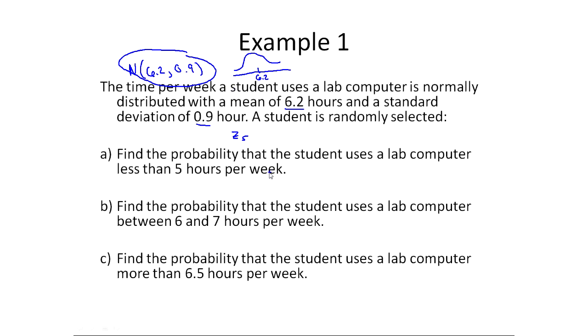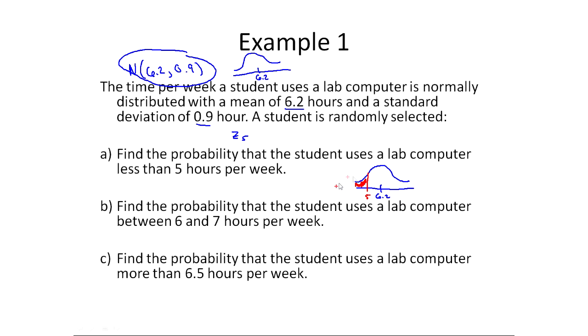So in part A here, we're asked to find the probability that a randomly selected student uses the lab computer less than 5 hours a week. Well, the time that they use a computer is normal. So we've got a picture for this. The mean is 6.2, and less than 5 hours would be below 5. Now 5 is somewhere out here. Remember, standard deviation is 0.9, about 1. So I'm counting out maybe 1 standard deviation or so. And we're looking for this region right there.